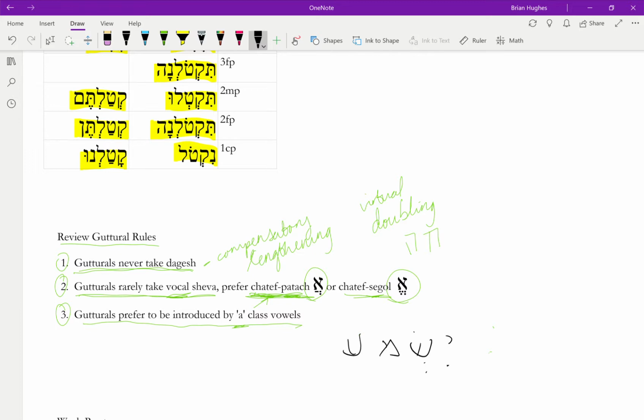Normally we would have a cholem here in our standard paradigm, but because we have this guttural, the ayin, it wants to be introduced by an A-class vowel, so we get the patach there as the theme vowel. That is an instance of the guttural preferring to be introduced by an A-class vowel. So if we remember these three rules, that's going to help us a lot as we get into these weak roots.